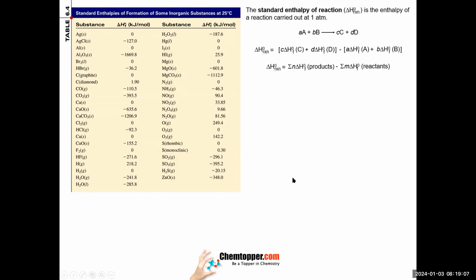So ready for next method? So how to use delta H naught formation value? This is the simplest method. Values will be given to you, reaction will be given to you. You have to just identify products, reactants, plug in the values, and take care of the coefficients. These coefficients, C and D, in the balanced equation, because these values are per mole. If they are A moles, you have to multiply it by A. If they are B moles, you have to multiply by B, because in the table, the values given to us are per mole. So take care of that.